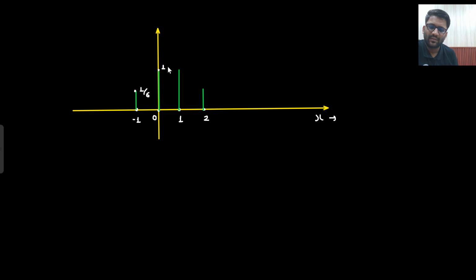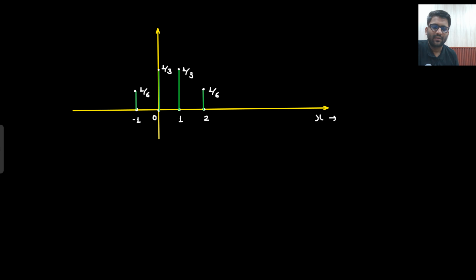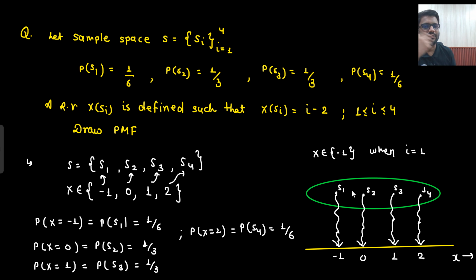1 by 6, 1 by 3, 1 by 6, 1 by 3. So this is the PMF. Okay, Px of x versus x. This is the graph: -1, 0, 1, 2. So 1 by 6, 1 by 3, 1 by 3, 1 by 6. All good. So this is the answer.